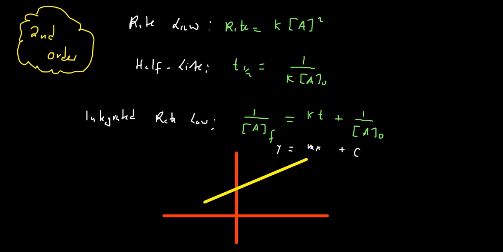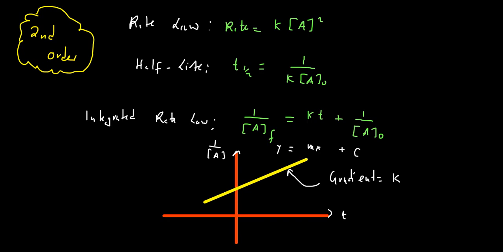So this is also in the form y is equal to mx plus c. In this case the y-axis is going to be 1 over the concentration of the reactant. X-axis is still the time, but the gradient isn't going to be equal to negative k. Instead it's going to be equal to positive k. And then the y-intercept here is going to be at 1 over the initial concentration of A.